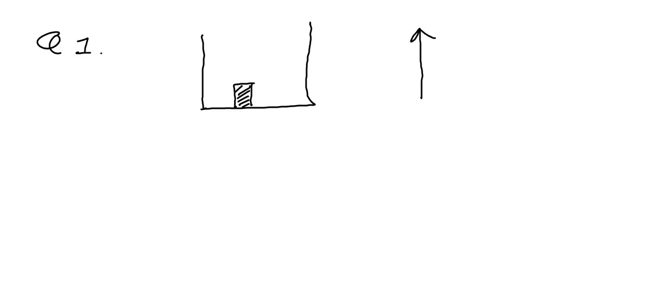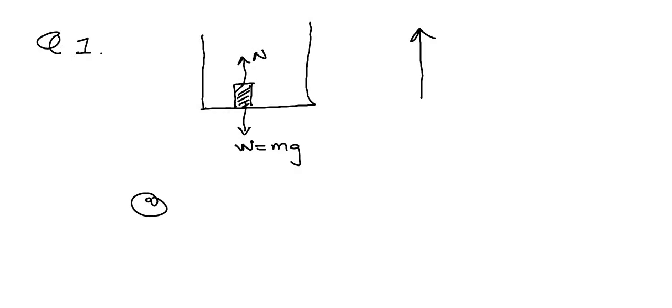So we have question 1. Let's take this to be our elevator. This is what we're having. Then the woman is here. We're going to use this box to represent the woman. If the elevator is going up, initially this woman has weight, so her weight is equal to mg. Then there's a normal force because the elevator is in contact with her, so there's a normal force somewhere there.